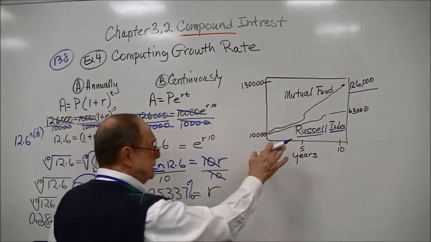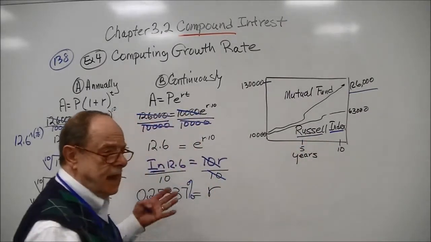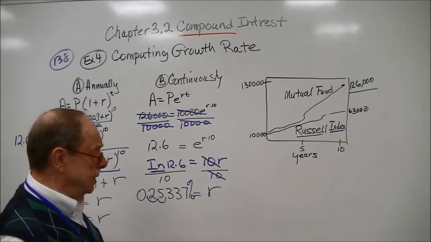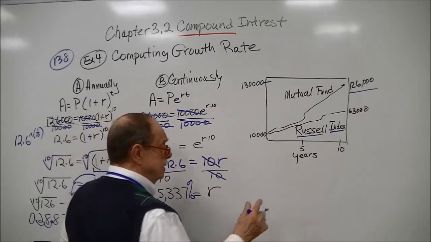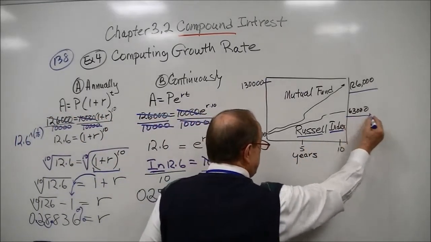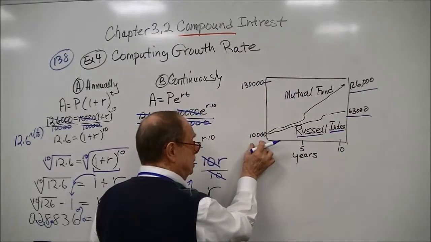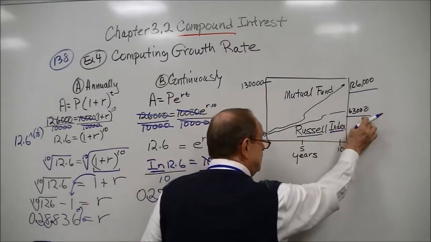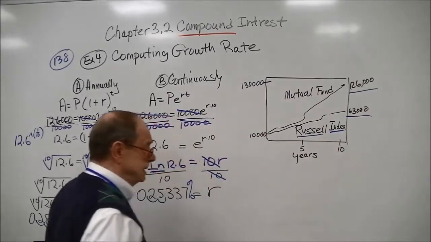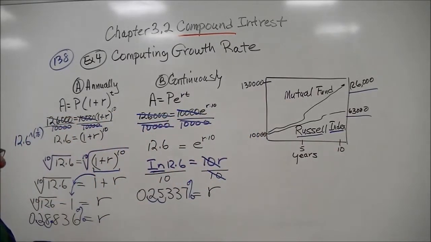Okay. Now, there's a sister problem where they use the Russell index. The Russell index, what that does is it takes an average of all the stocks out there. And after 10 years, the Russell index only earned from that initial 10,000, 63,000 in 10 years. That's still pretty good. And the answer to that one is in the book, but it's done in a similar fashion.